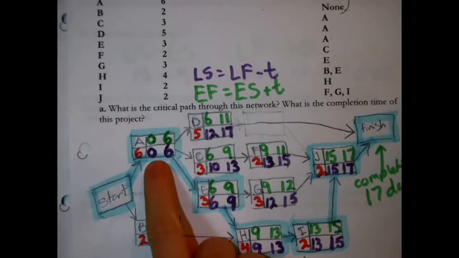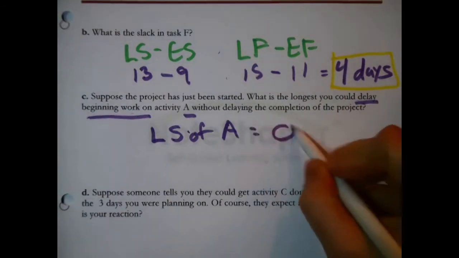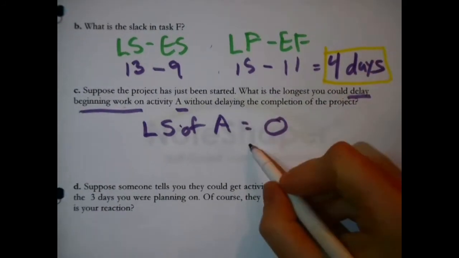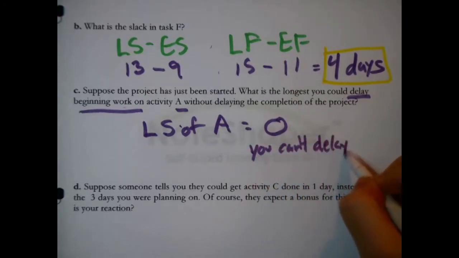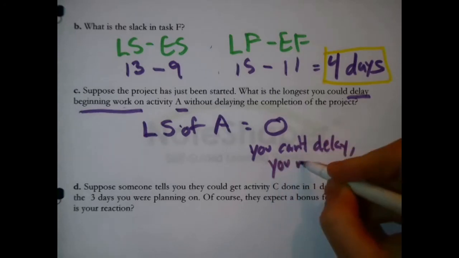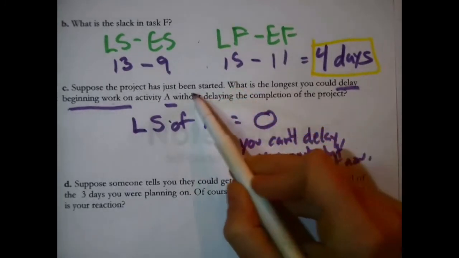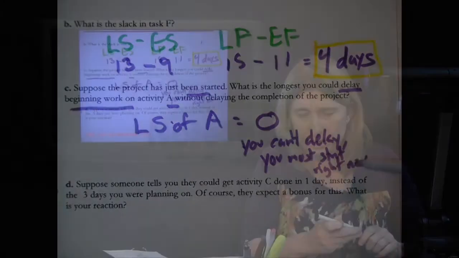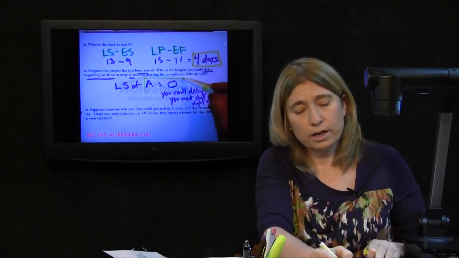Well look, that's right there. That's the late start time. It's 0. That's actually the answer: 0. Or you can't delay. You must start right now. Actually, this question said that you had already started, so you must have actually already started on A. But at any rate, that is asking for the late start time of A, and that is 0.